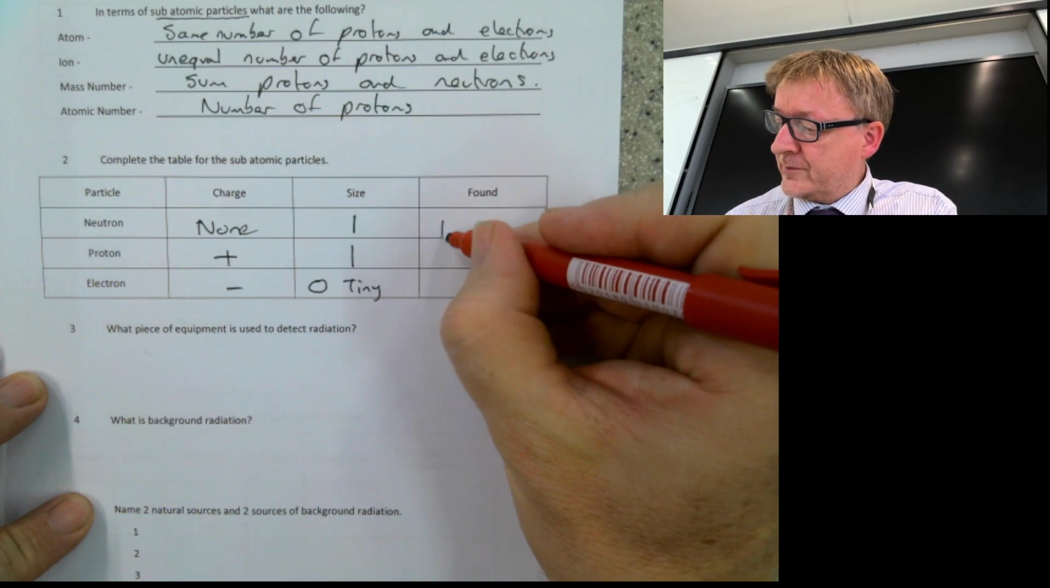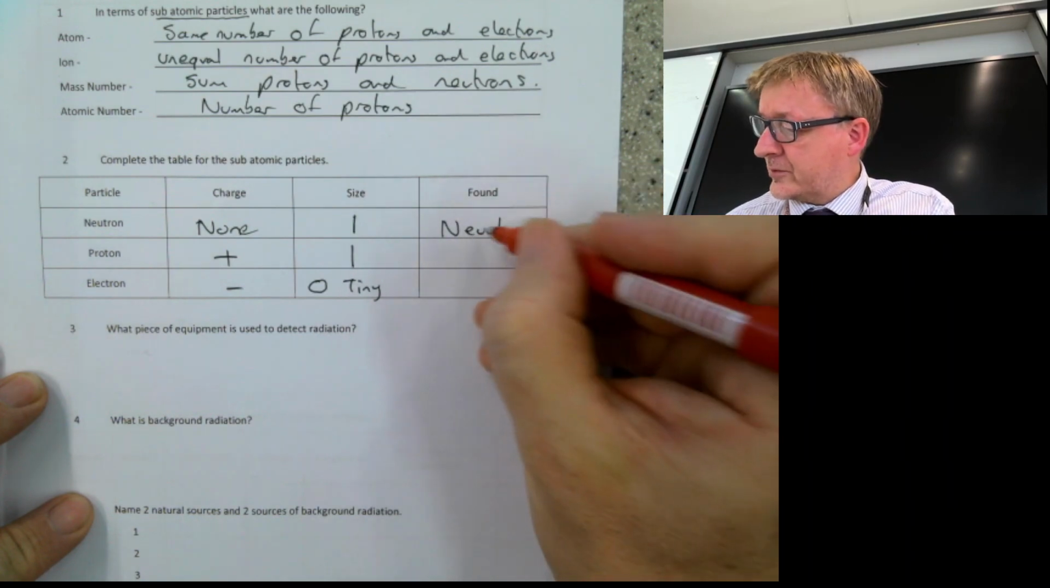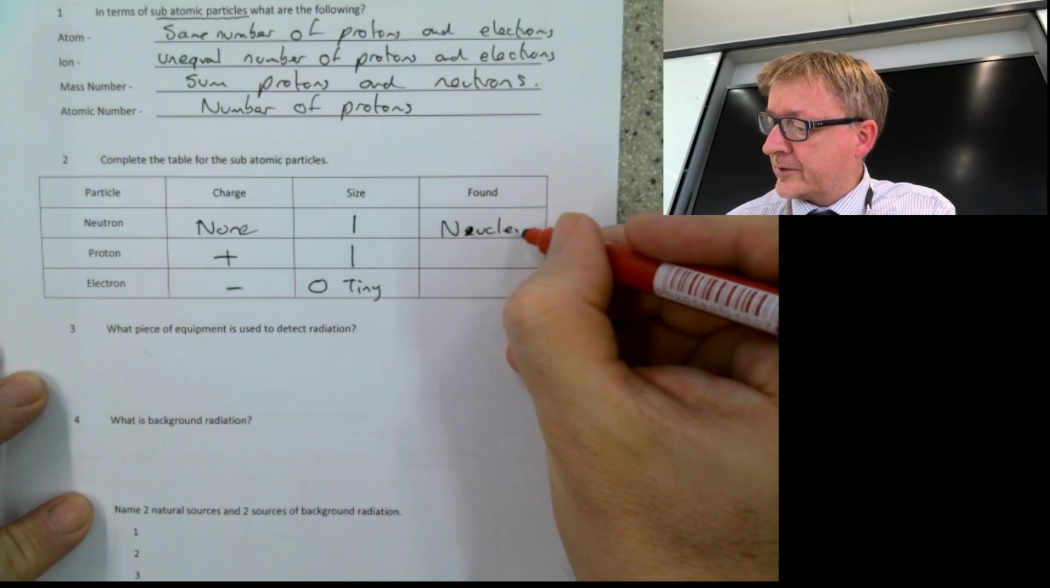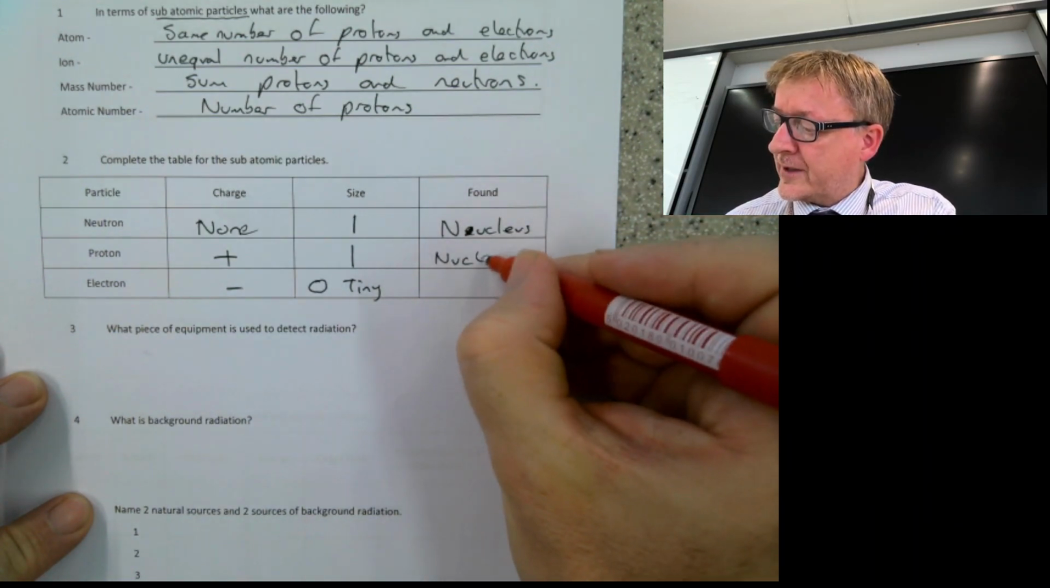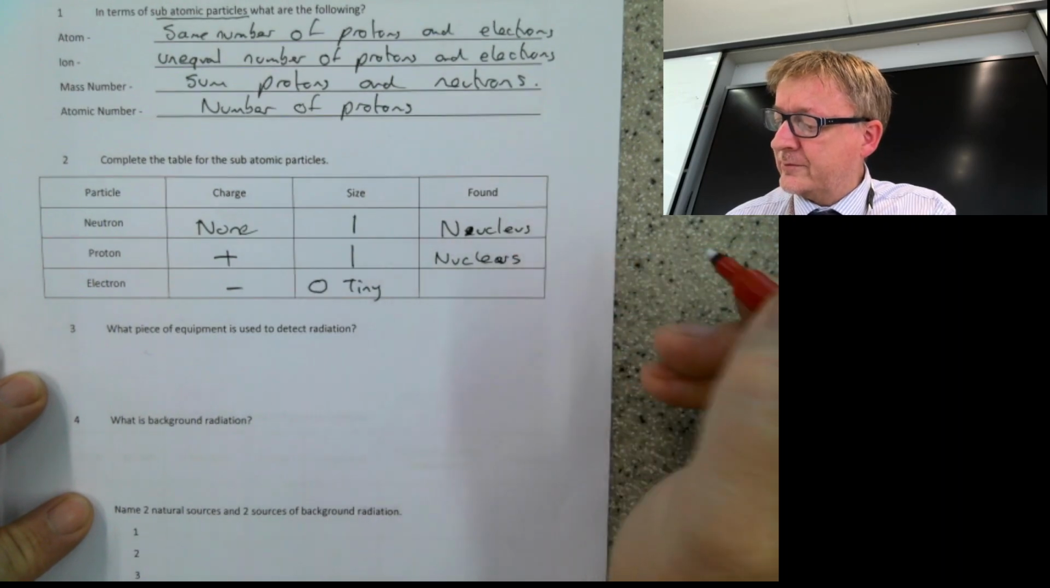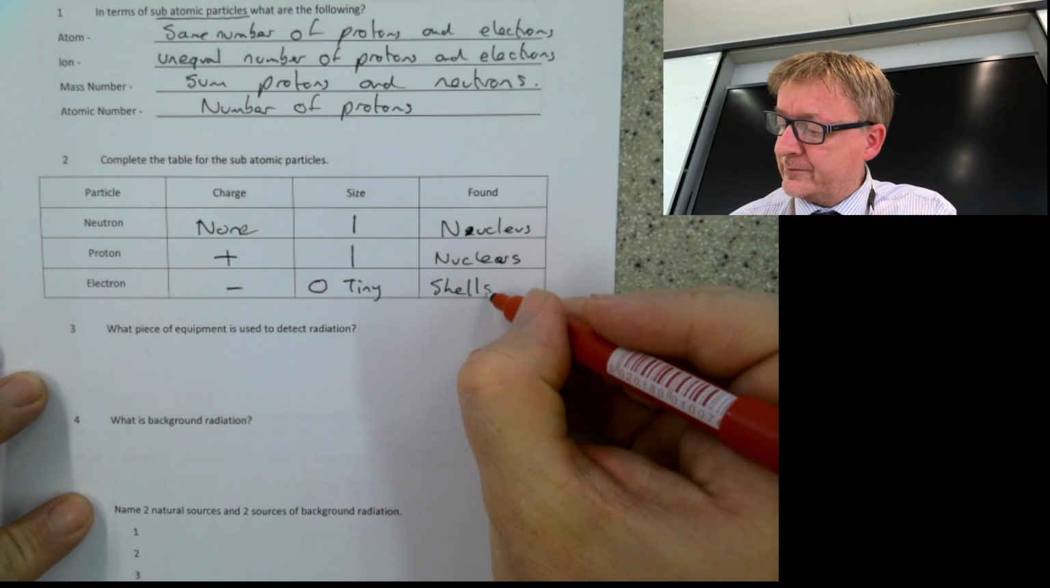Where are they found? Neutrons are found in the nucleus. Protons are also found in the nucleus. Electrons are found in the shells.